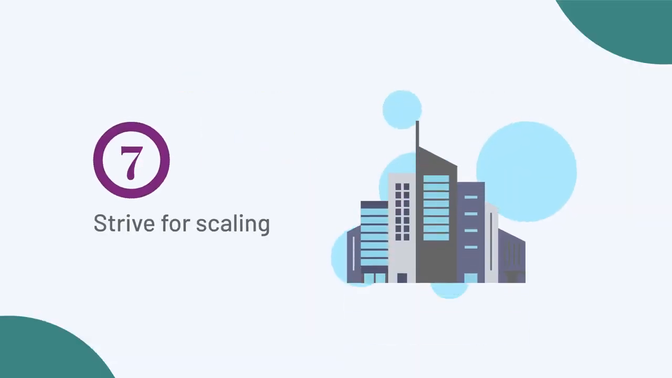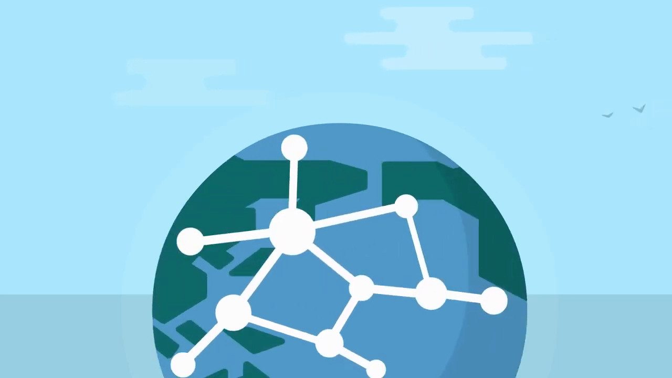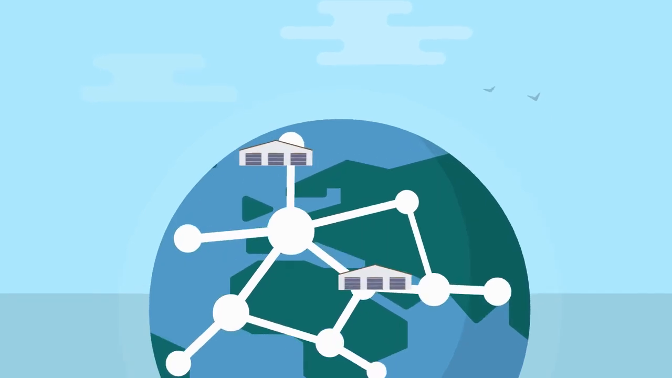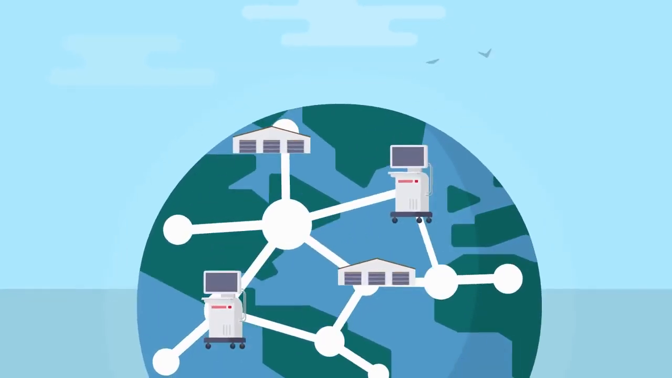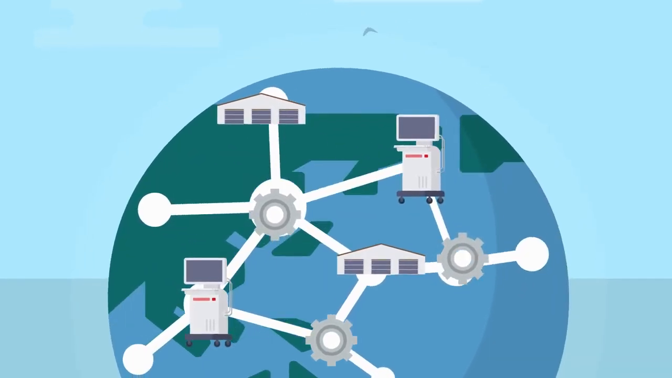Number 7. Strive for scaling. Grow your business and scale your manufacturing. To fully exploit the innovation potential of AM, an integrated digital transformation is required. Production facilities and systems, the production layout, and all of the factory's work processes need to be digitalized.